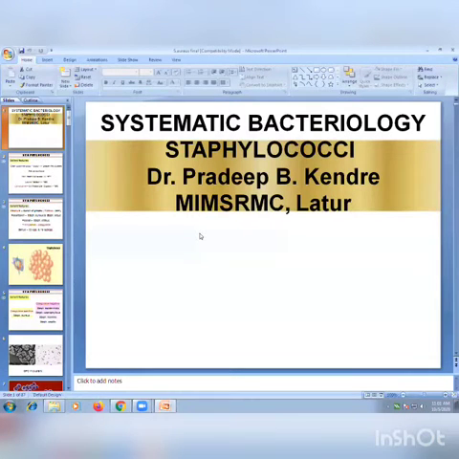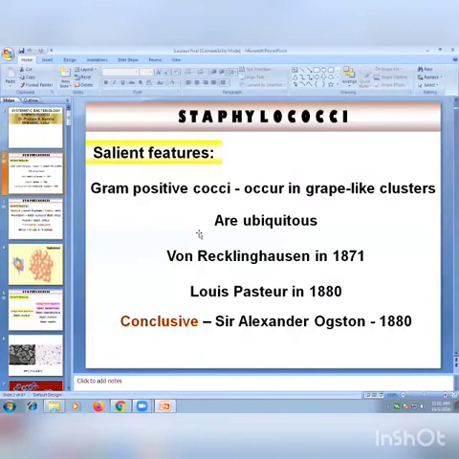From systemic bacteriology, the first and the most important topic for both your theory as well as practical examination is staphylococci. Staphylococci are gram-positive cocci, occurring in grape-like clusters. They cause different types of infection: cutaneous infection, respiratory tract infection, systemic infections. That's why they are called ubiquitous in nature.